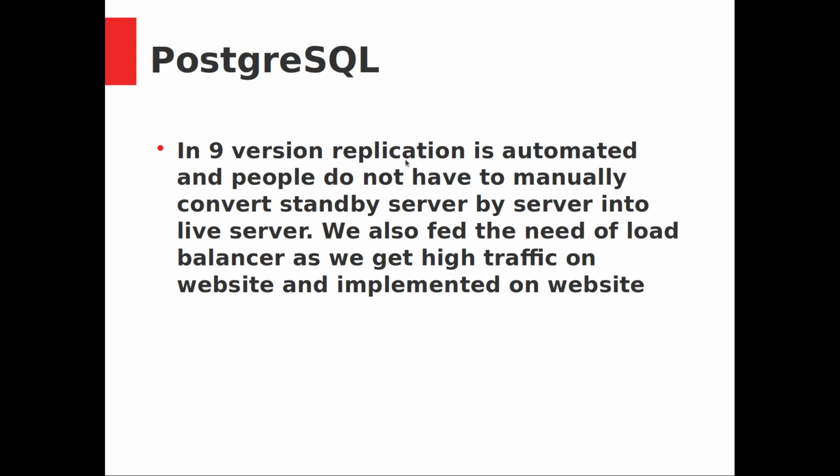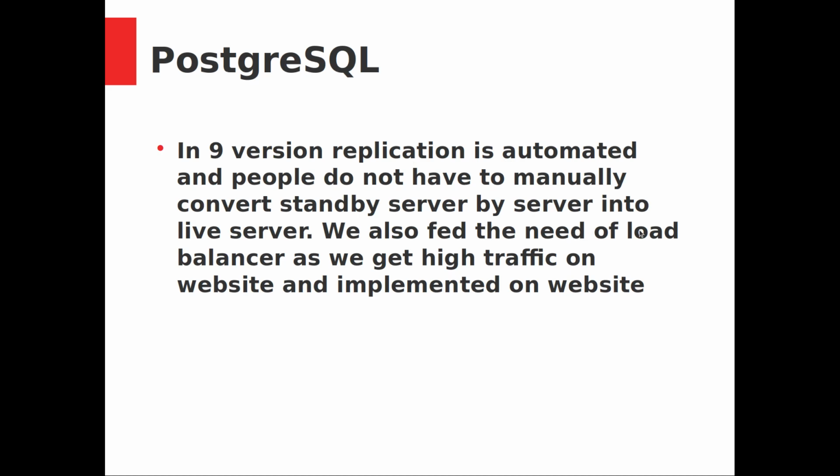So in version 9, replication is automated. If replication is automated, then if data is not available on one server, we can make it available from another server, because data is replicated. It is automated, and people do not have to manually convert a standby server into a live server. Since data is replicated, we can collect the data from another server.